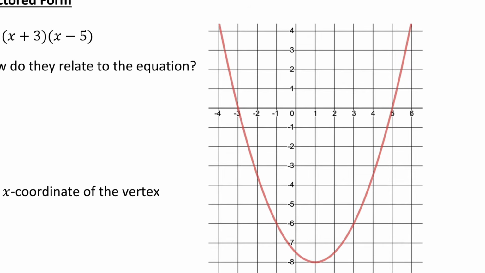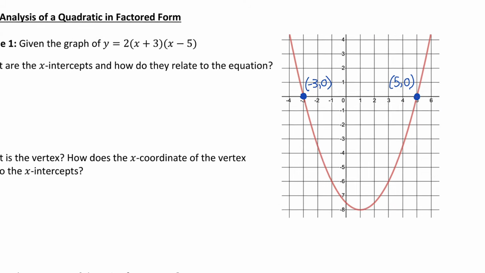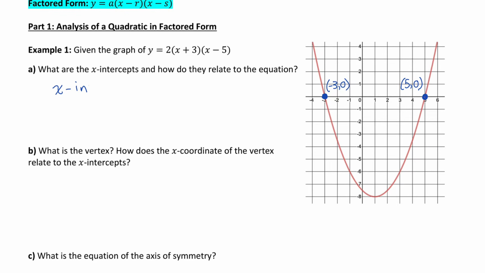An x-intercept is where the parabola crosses the x-axis. I see it crosses in 2 spots. The quadratic has an x-intercept at the point (negative 3, 0), and also at this point over here, the point (5, 0). So I'll write those down in part A. The x-intercepts are at the points (negative 3, 0) and (5, 0).